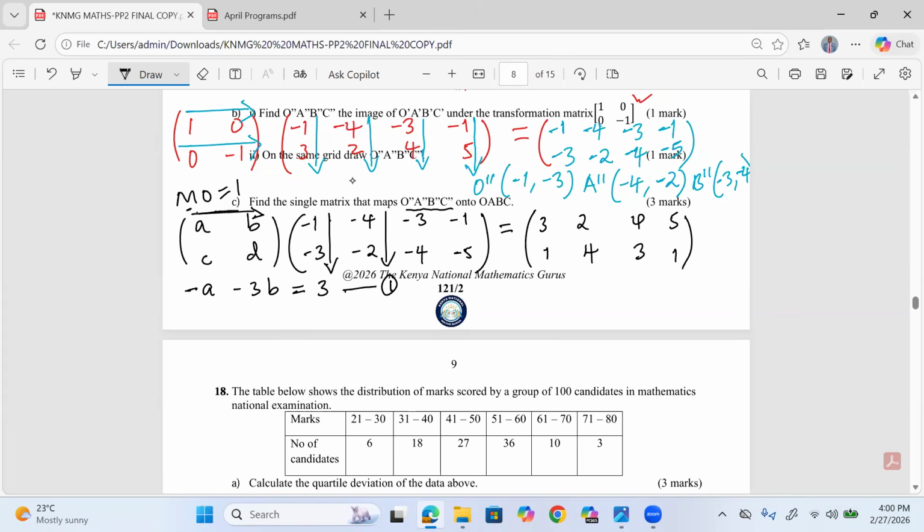Therefore, A by -4, that is -4A. Then B by -2, that is -2, the value of B. This is supposed to give us the second element, which is 2. And through that, we have our second equation. So when we solve the two equations simultaneously, we shall get the values of A and B. So we can check that. Let us check the values of A and B.